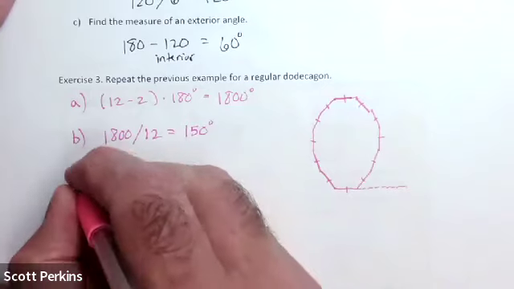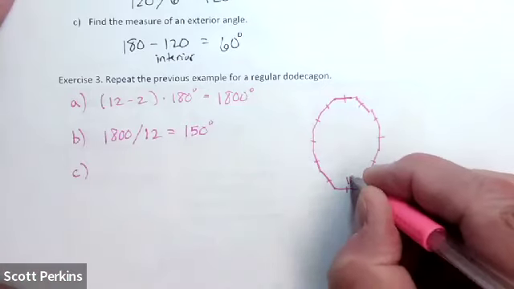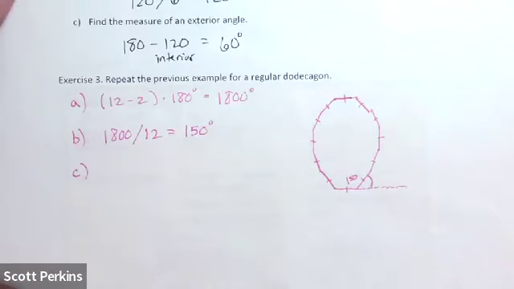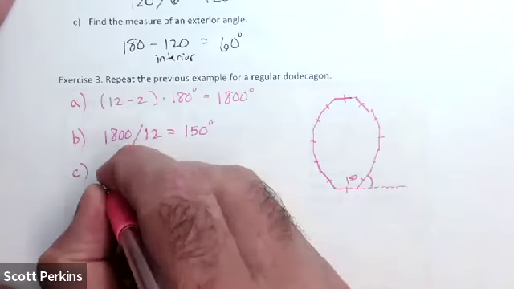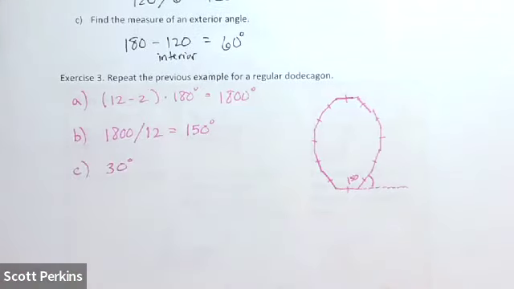And then the C part is, okay, if I know this interior angle is 150, what is this exterior? And that is just going to be a quick mental calculation of 180 minus 150 is 30 degrees, the exterior angle.